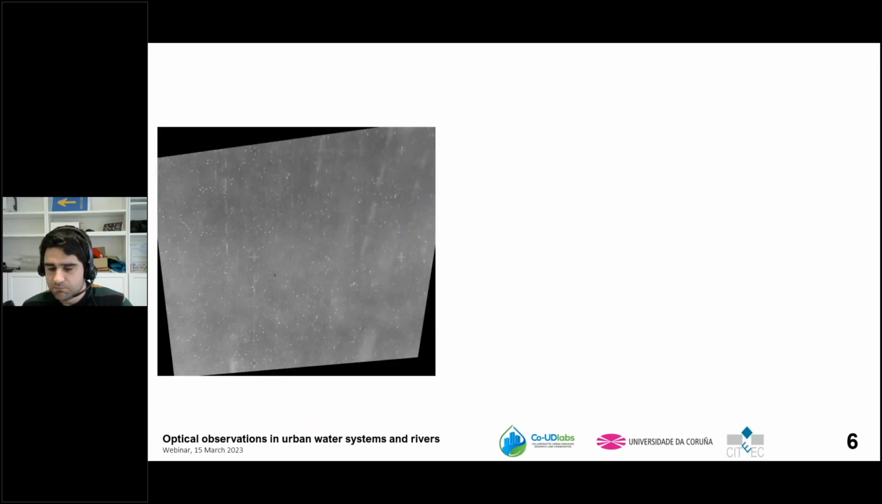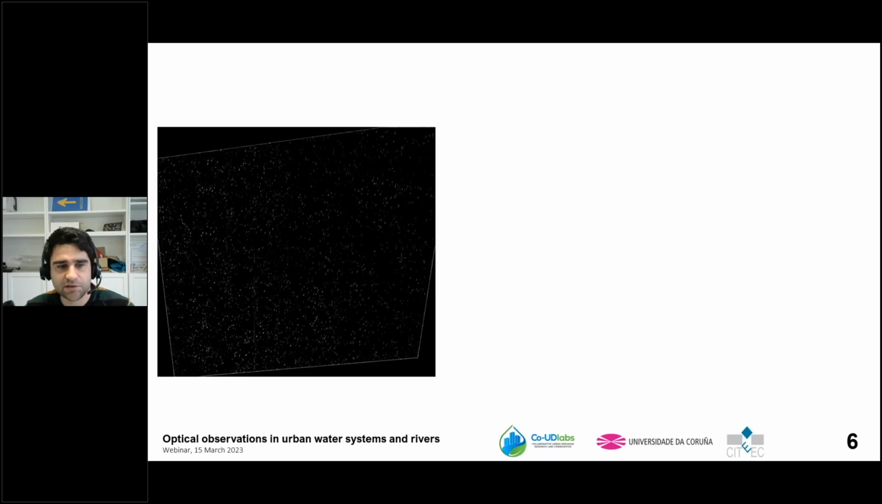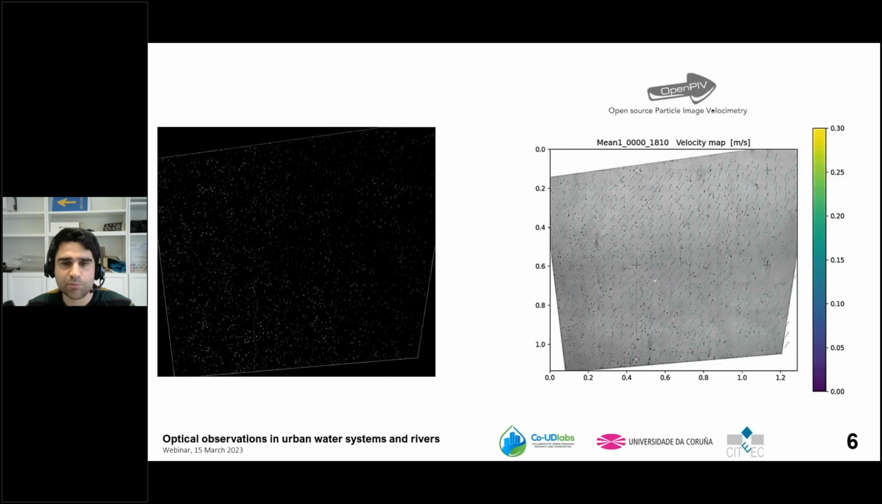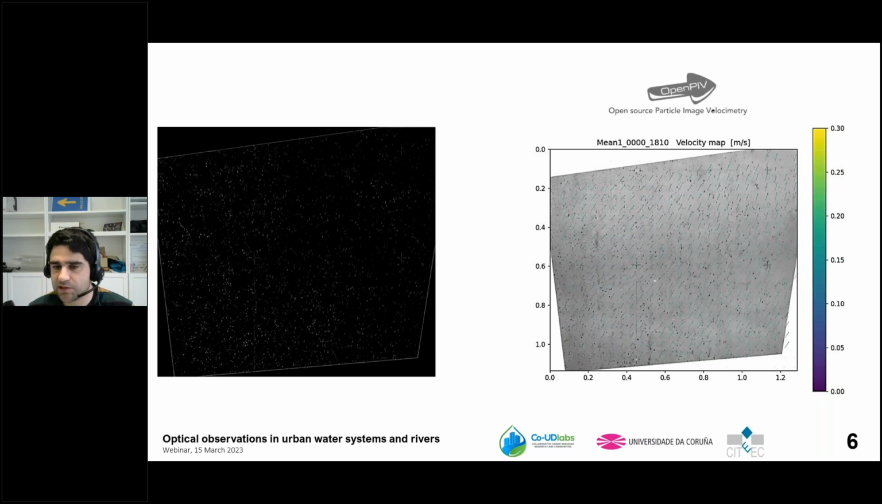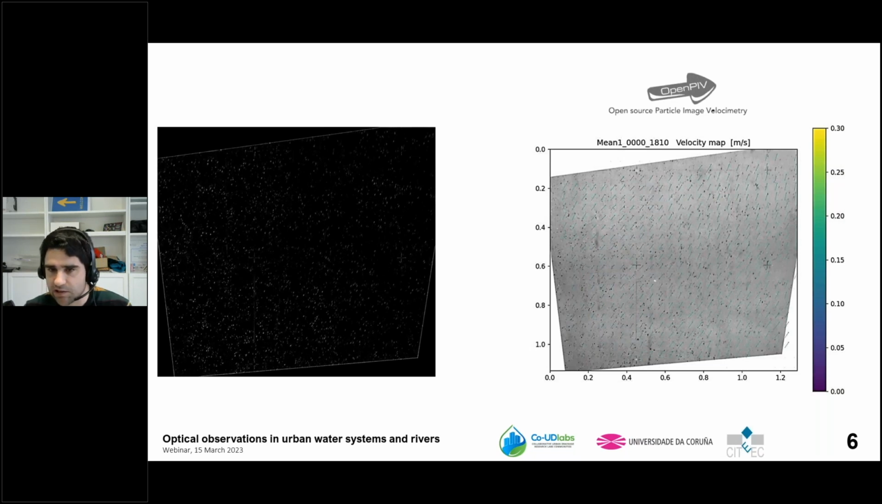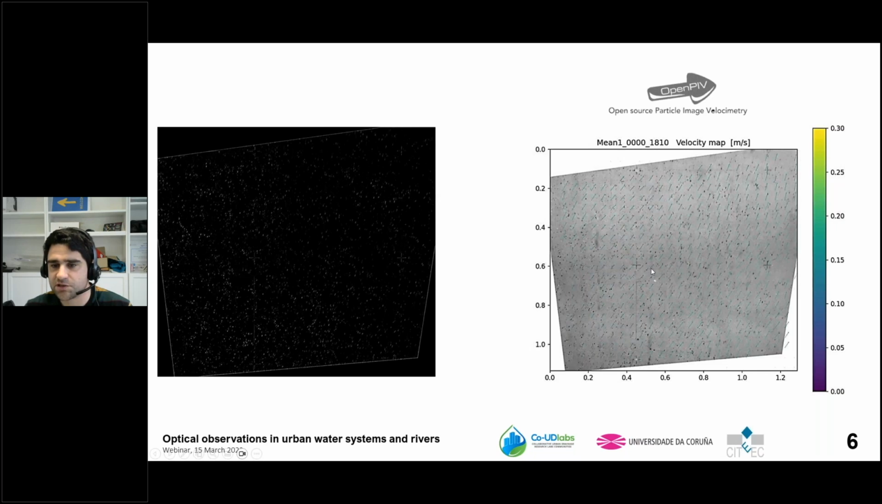Just a very quick description of the procedure. We have the two consecutive frames. We rectify, we filter them, and then we process them with the OpenPIV software. And after a filter of the velocity results and then an average, we can get some nice results like this of the velocities of these tracers on the surface.